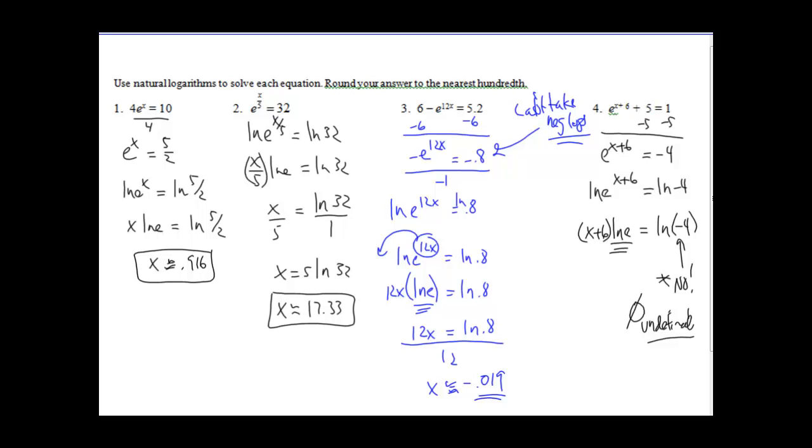If you notice, when we have e to the x plus 6 equals -4, when you take the natural log of -4, you get something that's undefined and cannot do. So right there, stop. You cannot have that. We get no solution. Moving on.